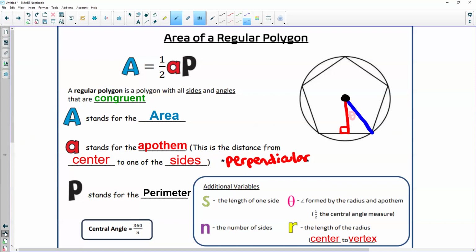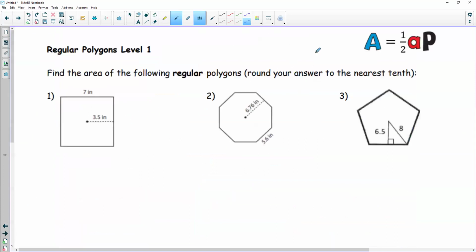As we start to look at some problems, we're going to start with some easier looking questions. This will be our level 1 questions. For this first set of examples, we're asked to find the area of the following regular polygons, and they want us to round our answer to the nearest tenth. So that is one number after the decimal. If you look at number 1, they're telling us that all 3 of these are regular polygons. So I can use the following formula that is up here at the top right of the screen. That will tell us the area of that regular polygon.